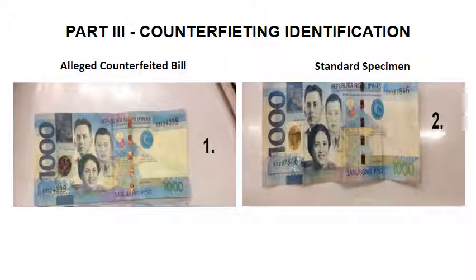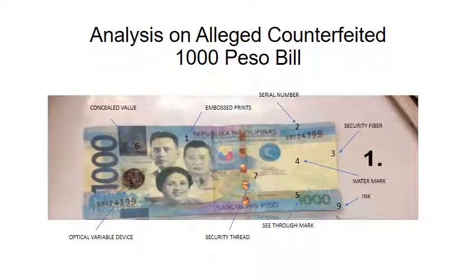So now we are about to discuss part 3 of our workshop, which is the counterfeiting identification. On the left portion of your screen is the alleged counterfeited bill, and on the right is the standard specimen, or the real 1,000 peso bill. Then, we first analyze the alleged counterfeited 1,000 peso bill with these individual characteristics: the embossed prints, serial number, security fiber, the watermark, the ink, see-through mark or the baybayin, security thread, optical variable device, and the concealed value.